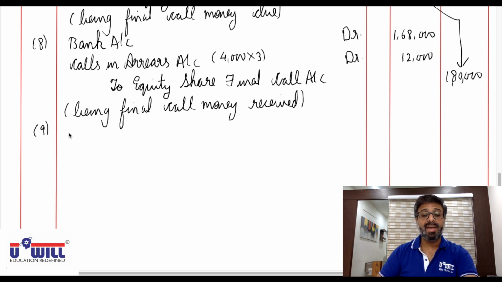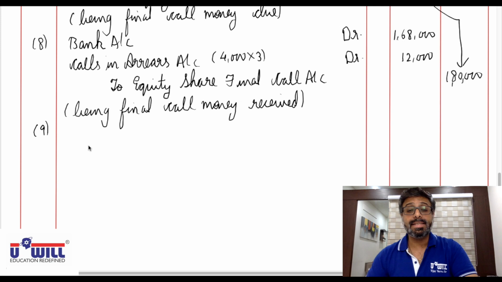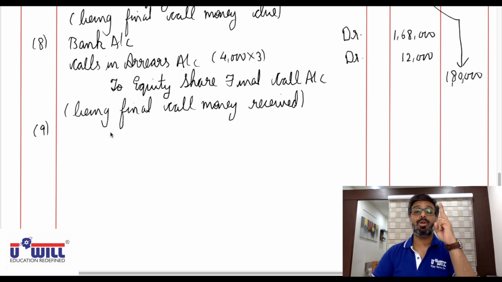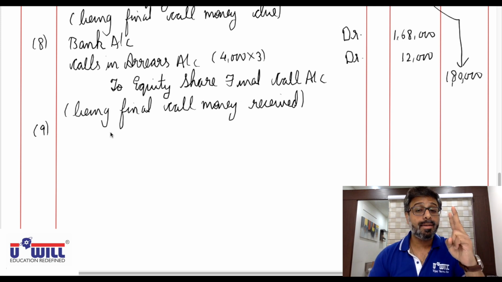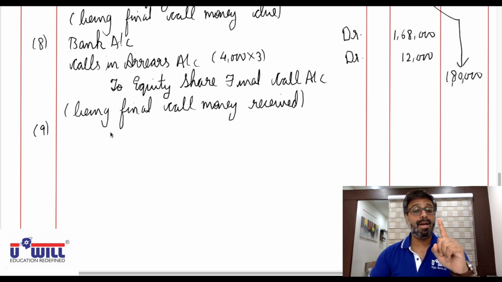Now, after final call, forfeiture. Now, what did we discuss in forfeiture? 2 accounts debit, 2 accounts credit. Do you all remember? Yes, 2 accounts. Which 2 accounts debit? Share capital debit, security premium debit. And which 2 accounts credit? To share forfeiture, to calls in arrears. And which is the only account which may or may not get debited? Security premium.